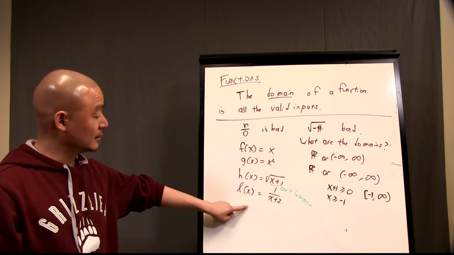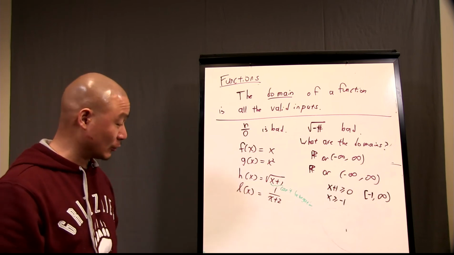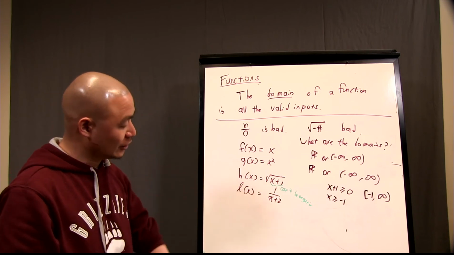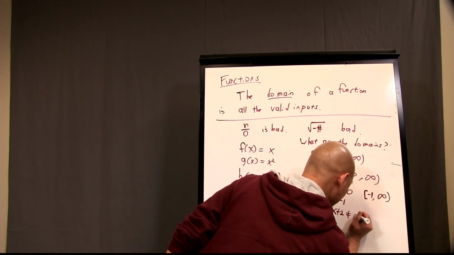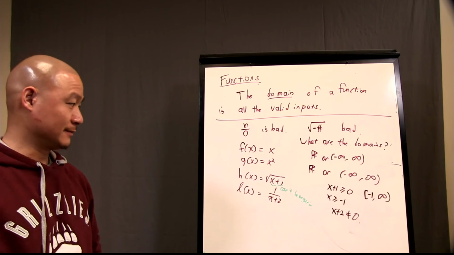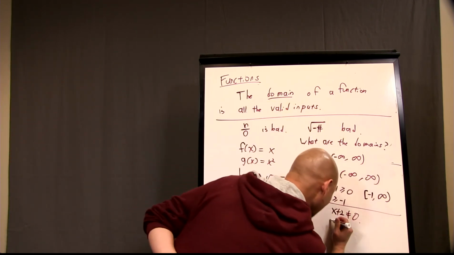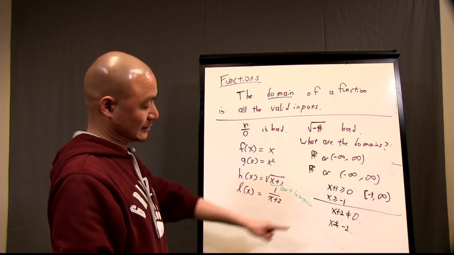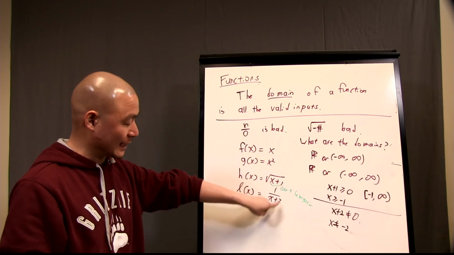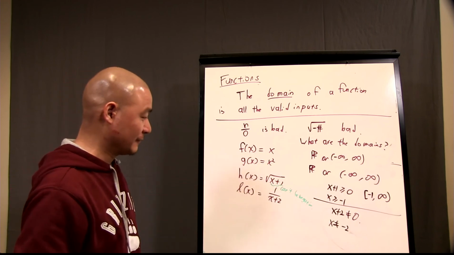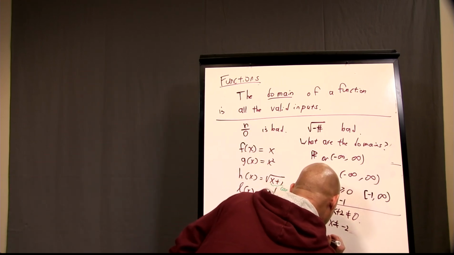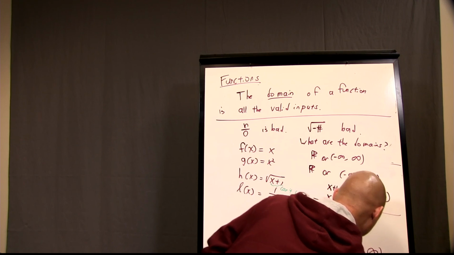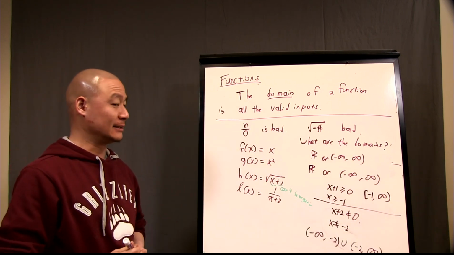For this last one here, I can't divide by 0. That's my only rule, right? I can divide by negative numbers. I can divide by positive numbers. I just can't divide by 0. So as long as x plus 2 is not 0, I'm great. That means x can't be negative 2. If x is negative 2, then I get 1 over 0. Otherwise, that's a perfectly fine thing. So any number from negative infinity up until negative 2, and then every number from negative 2 up until positive infinity, those are all perfectly valid answers.